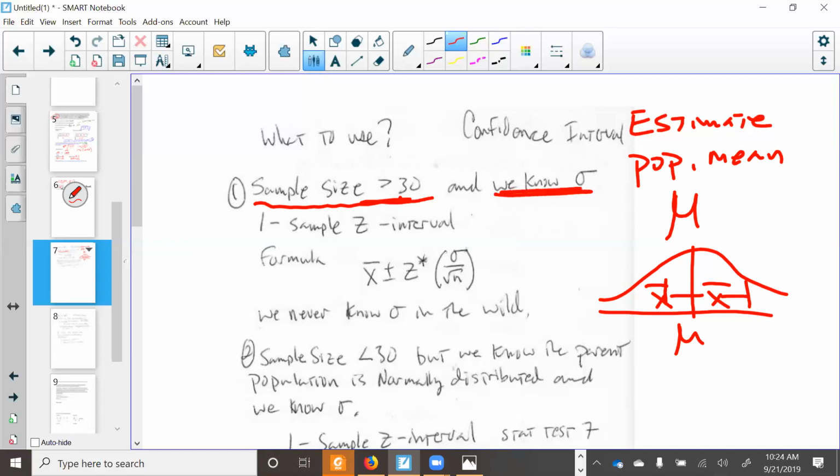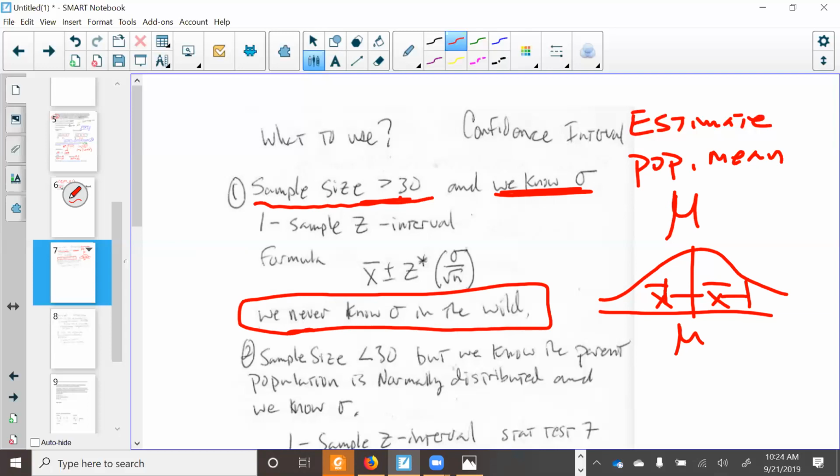I did say if we know the population standard deviation, but we never really know the population standard deviation. I mean, we never know that. So it's kind of a crazy thing that stat textbooks do that. I'm not going to have you do any exercises or any test questions where that happens.